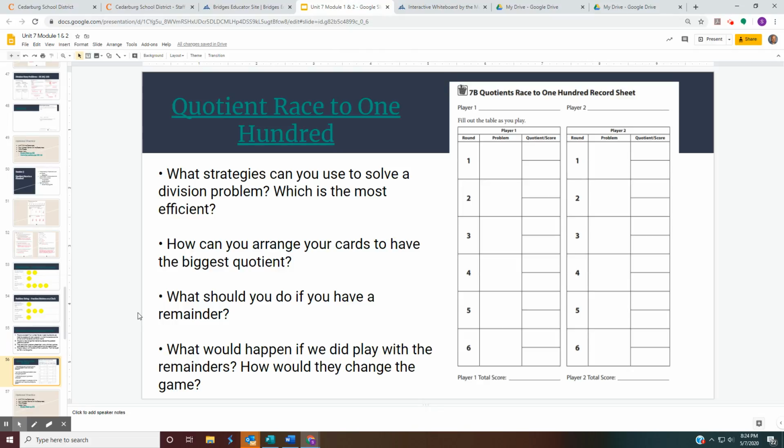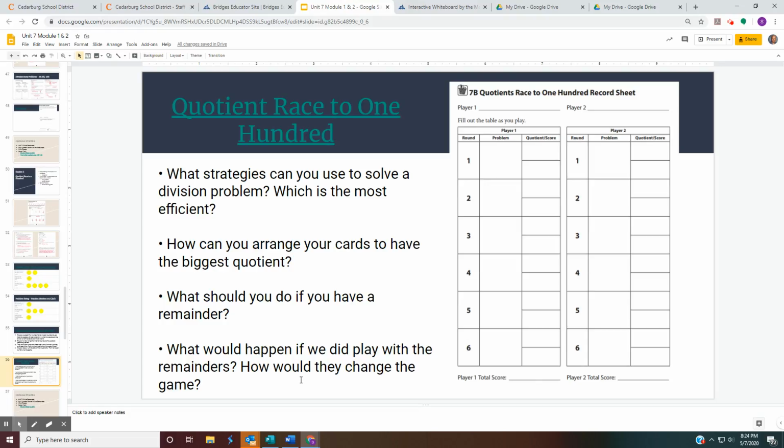All right. So, here are the questions that you're going to ask, right? Number one, which strategy you're going to use to solve your division problem. So which one works most efficiently for you? It may be the standard algorithm for me. Other people like using arrays. Other people like using ratio tables. How are you going to solve your problems the most efficient way?